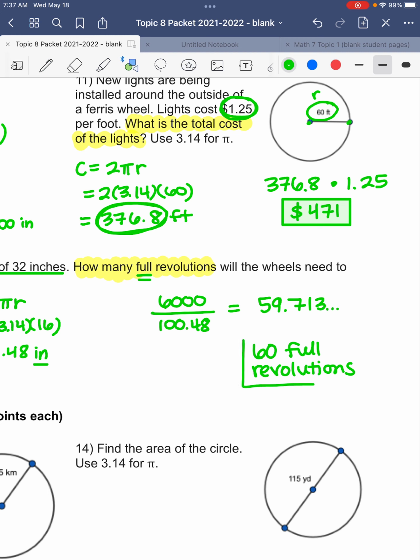And I'm not just rounding up because my first place after the decimal is a 7. Even if I had had 59.2, I would still need to round up because 59 revolutions is not enough. I would need to go that extra revolution to go all 500 feet or all 6,000 inches.